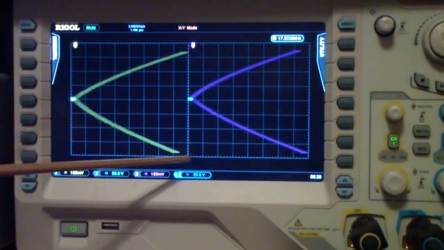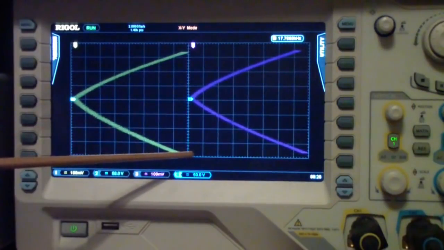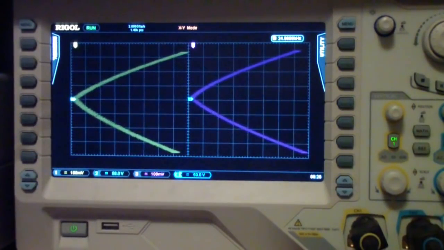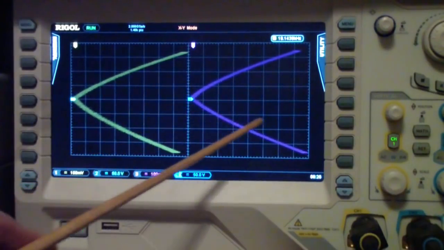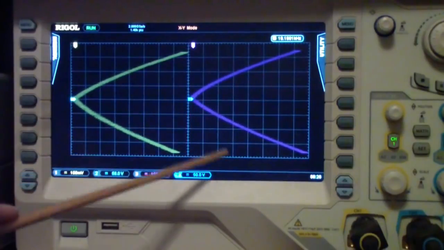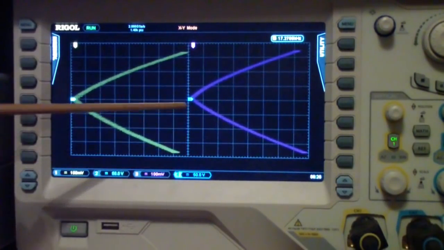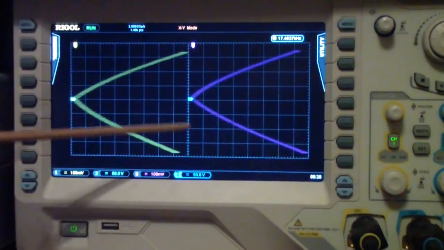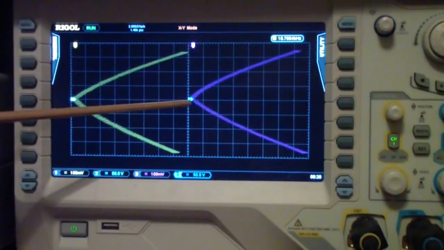Earlier, when I was just using one tube, when that one tube was turned off, there was no current through the circuit, so there was nothing to sweep the XY trace, and so you were getting just a line that vacillated between here and here.